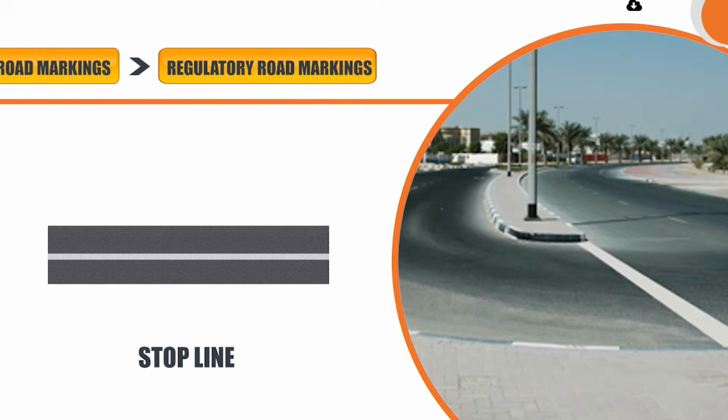Stop line. This is a solid white line marked across the carriageway, which means you must come to a complete stop before the line. It is found at intersections with a stop sign or traffic signals. Motorists must make sure that the intersection is clear before proceeding.